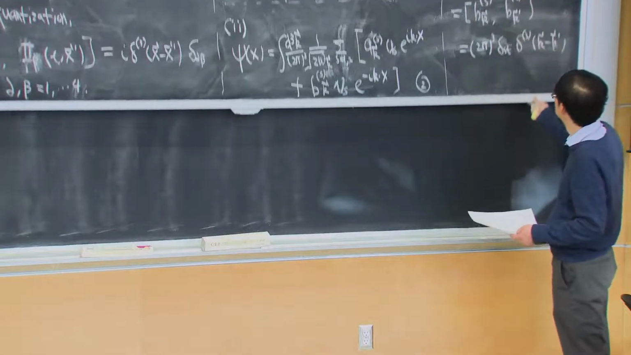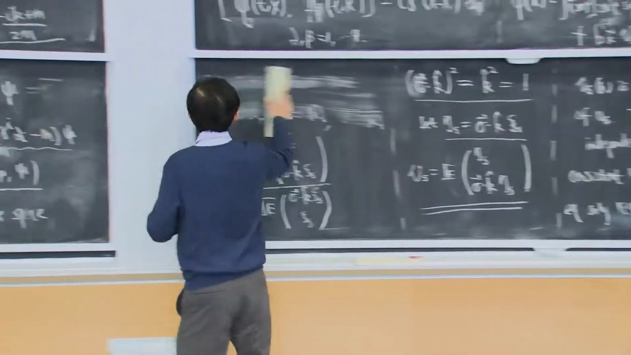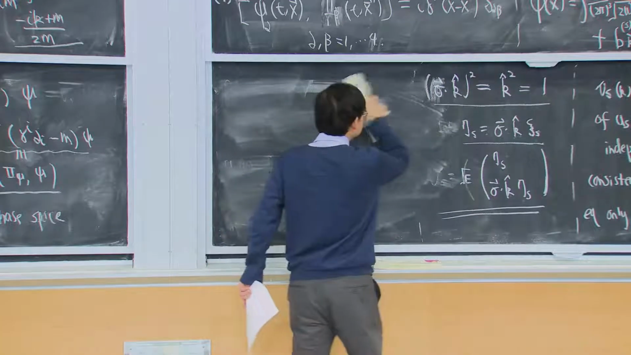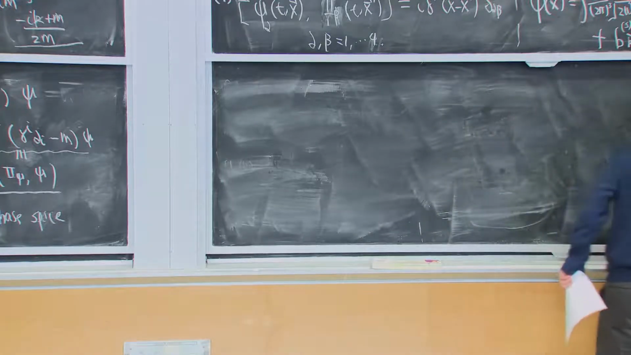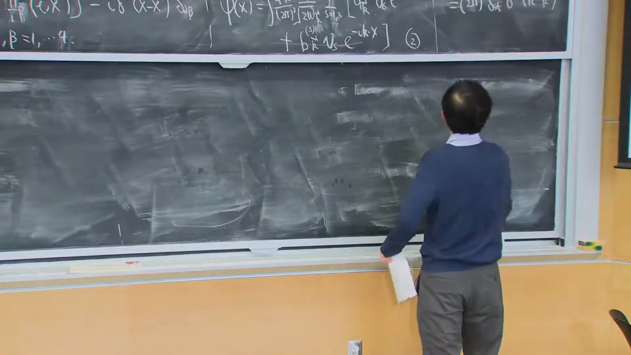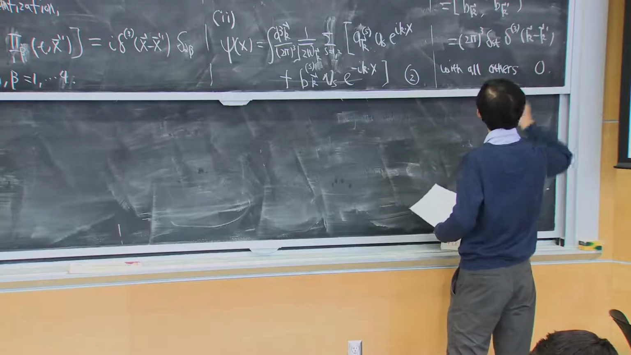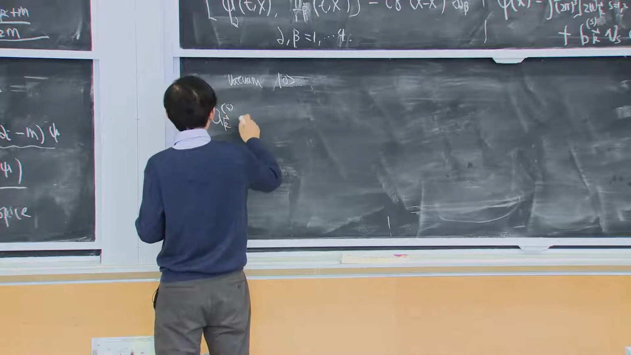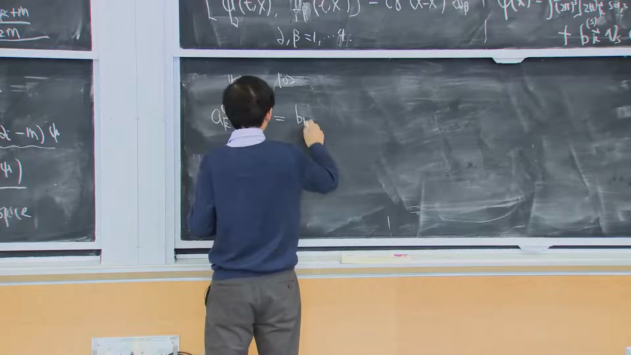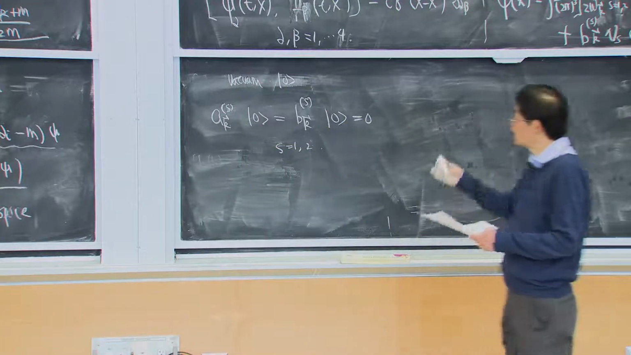And all other commutators are 0. You can also define the vacuum, as we did for the scalar case, to be annihilated by a_k and b_k. And now you can, in principle, build your Hilbert space.